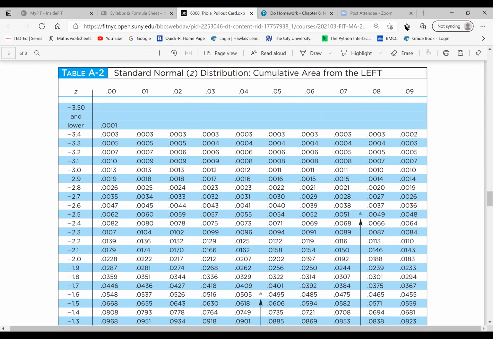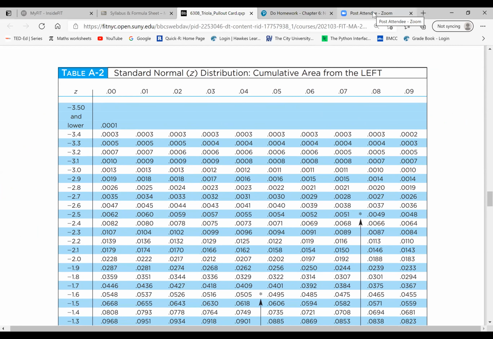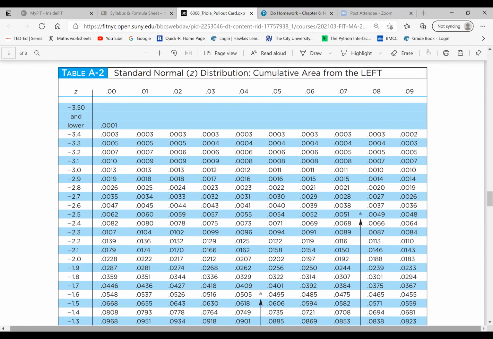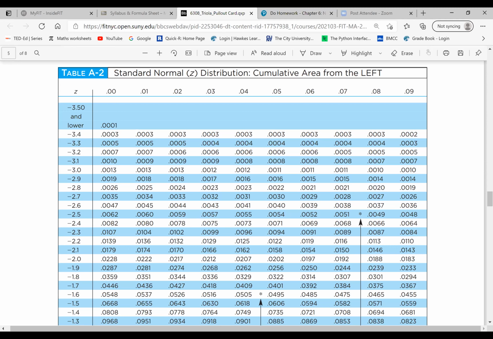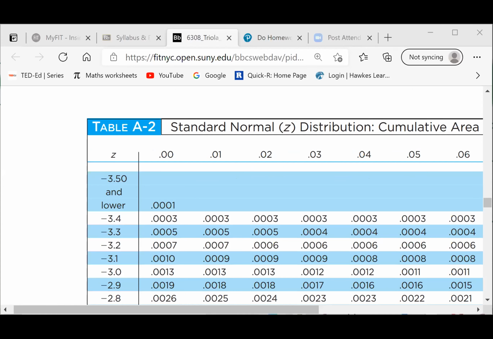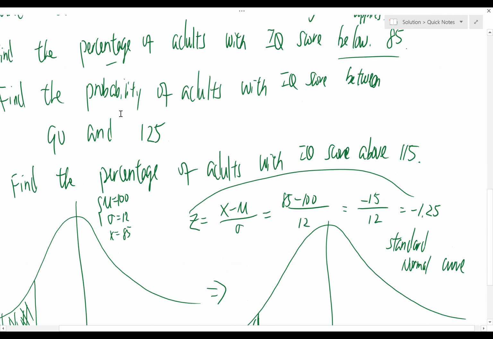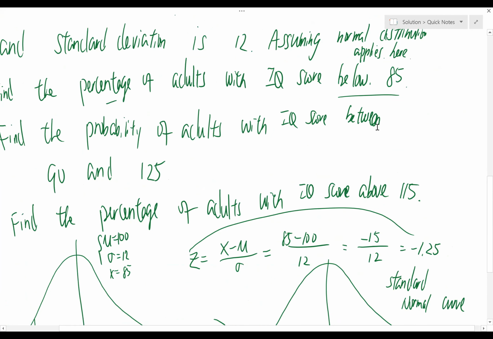Okay. And that's the whole procedure of finding the probability using the z-score formula, also the table A2, right? I can also show you how to do that in Excel later, when we talk about the Excel project in a bit. But yeah, that's how we solve the problem here. Then let's look at part 2. Part 2 is about finding the percentage of the dots with IQ score between 90 and 125.